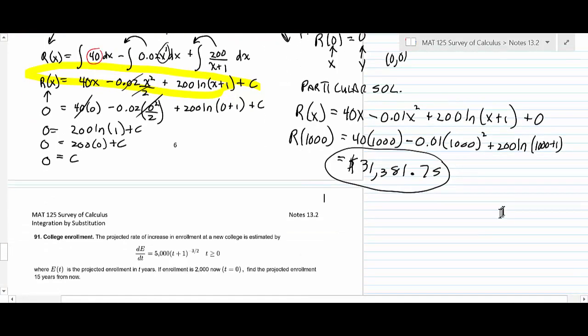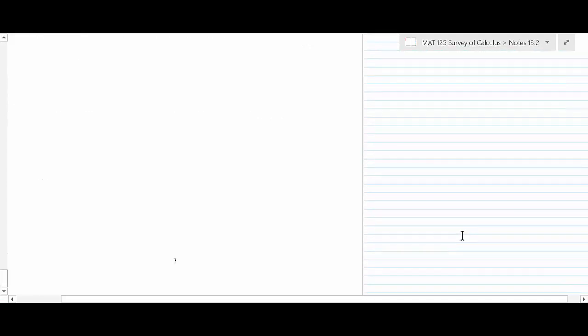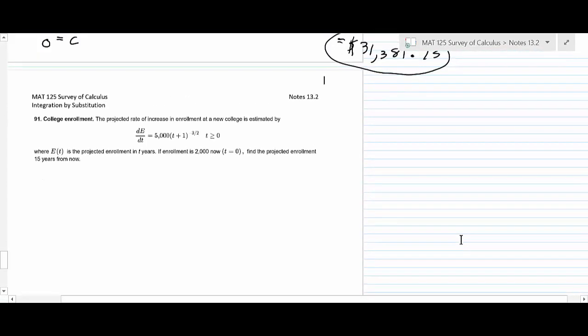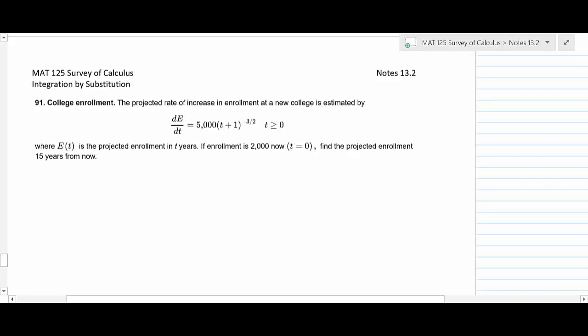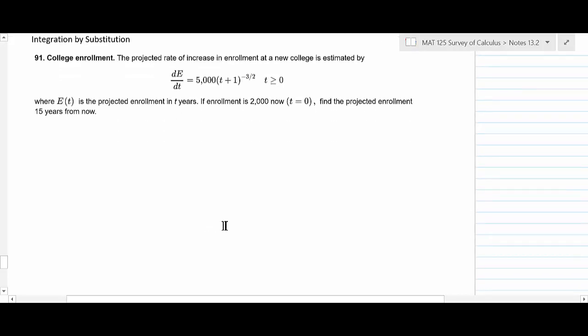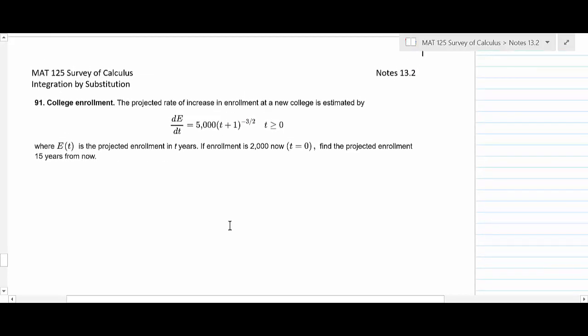Okay, let's do this last one here, and then we're going to start this next one. I try to do a lot of the business applications in here. Our textbook has some science applications too that show up a little bit. This one you could think of as a business piece because it's talking about the rate at which enrollment is changing.